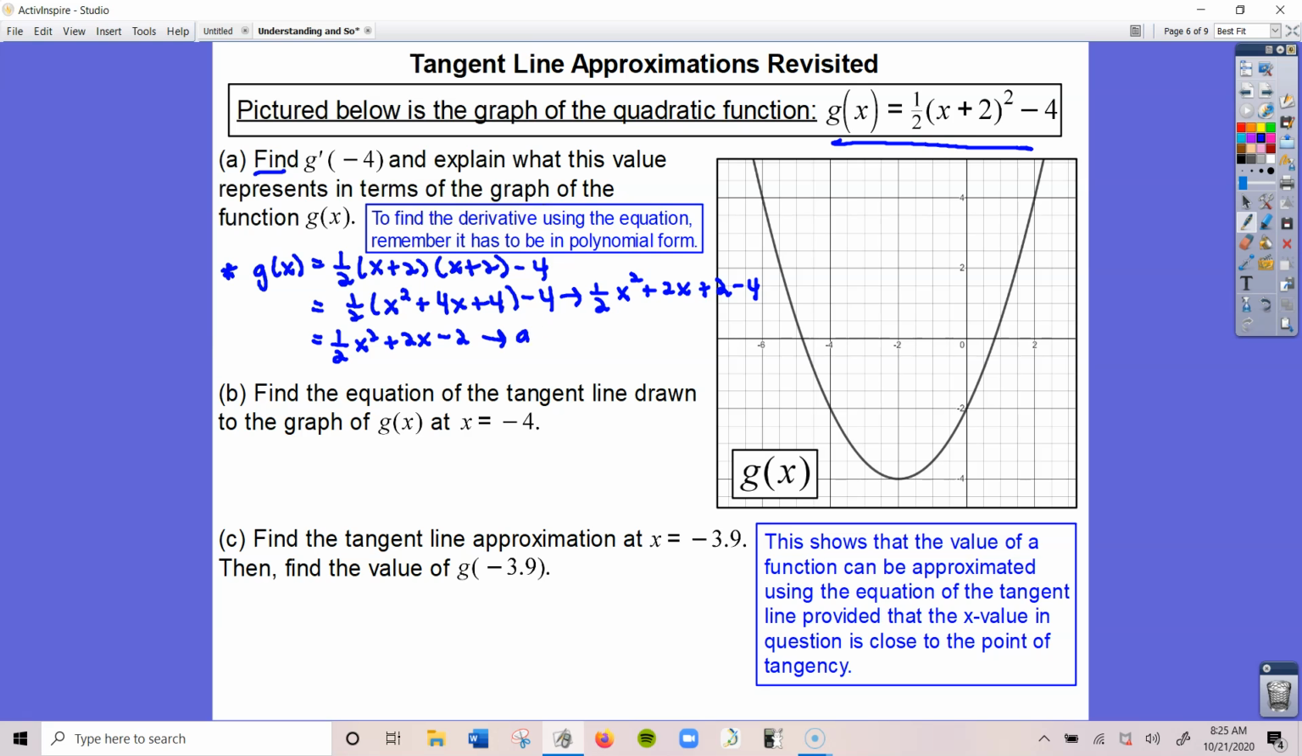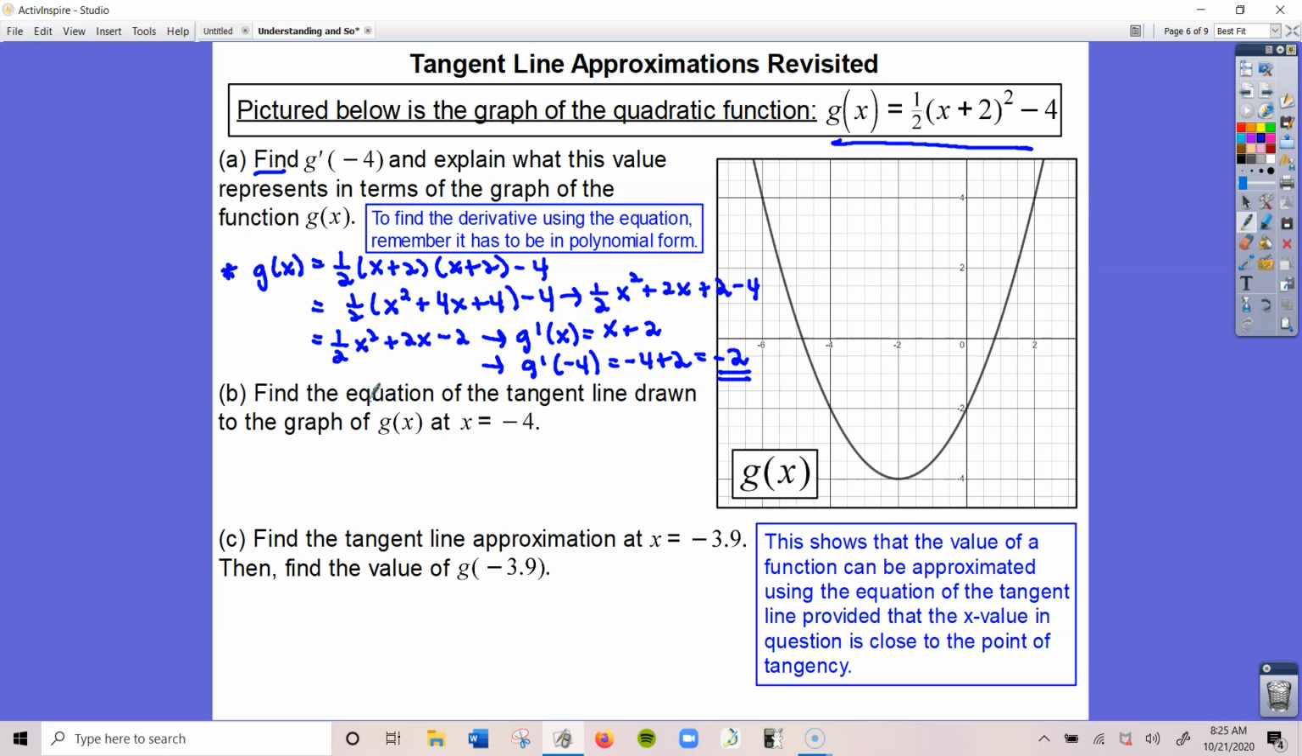Now I'm ready to find g prime of x. And g prime of x, this is just the power rule. So I would multiply the 1/2 with the 2, which is just x plus 2. But my question was to find g prime of negative 4. So when I plug in negative 4, I would get negative 4 plus 2, which is equal to negative 2. So this is my slope of the tangent line at x is equal to negative 4.